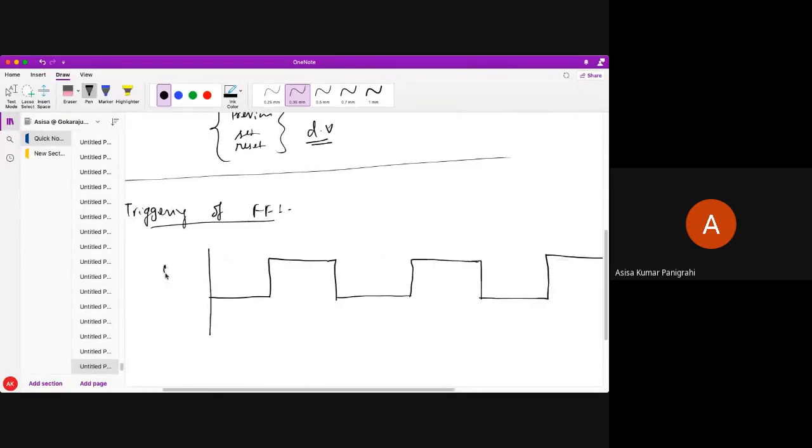Okay, so this is my clock pulse. All of you know that. This is with respect to time. So this is called 0, 1, 0, 1, 0, 1. And you can see over here, this is called level 0, and this is called level 1 of the clock pulse. Level 0, level 1 of the clock pulse.